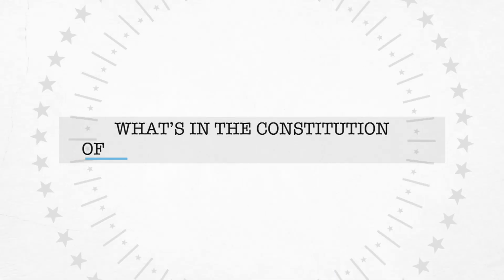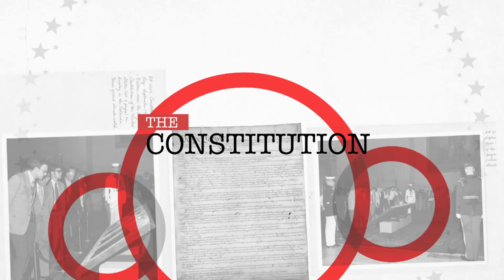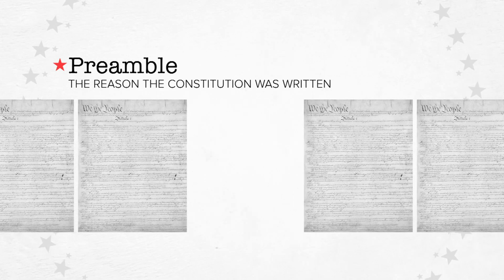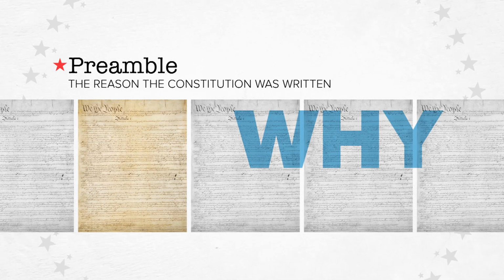What's in the Constitution of the United States of America? The best way to find out is to read it. But here's an overview. The Constitution starts with the preamble, which tells us the reason the Constitution was written. It establishes the why of the Constitution.